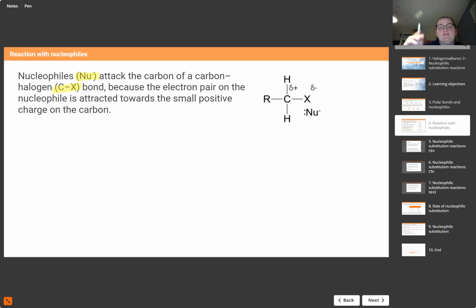What's really important is you look at how these arrows are being drawn. If I drew it on my sheet, I would draw it as a full-headed curly arrow. Yesterday, we were drawing half-headed arrows because we were talking about free radical substitution, so we were splitting those lone pairs. Today, because we're talking about moving whole lone pairs, we use a full-headed arrow.